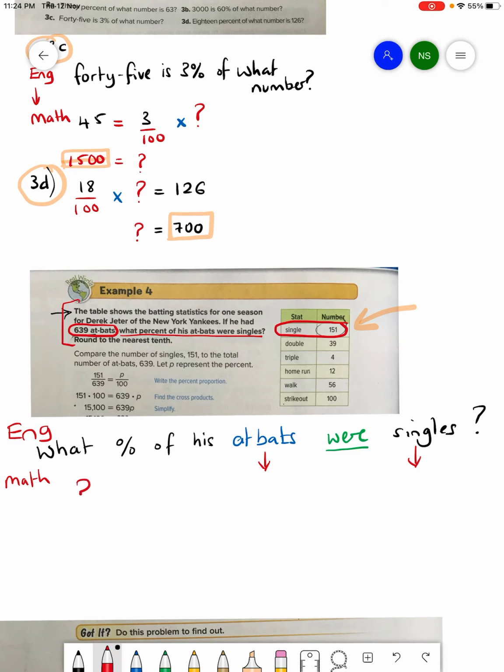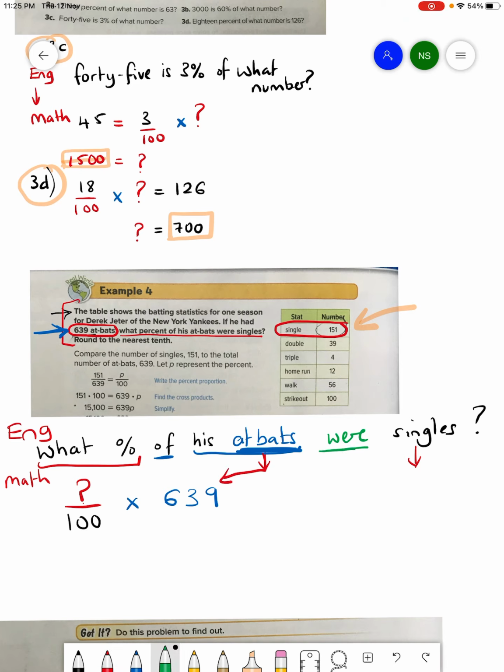What percentage, so there you go, what percentage of, so times, his at-bats. Well, we just had a look that his at-bats were 639. So that number changes to 639. It was in the question, you just had to look for it. Okay? So you're looking for the word at-bats. You see the word at-bats in the question. Derek had 639 at-bats. So wherever you see at-bats, you're going to change it for this number here.